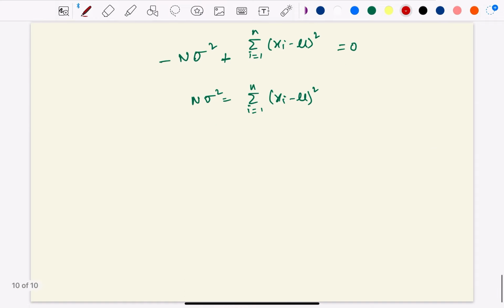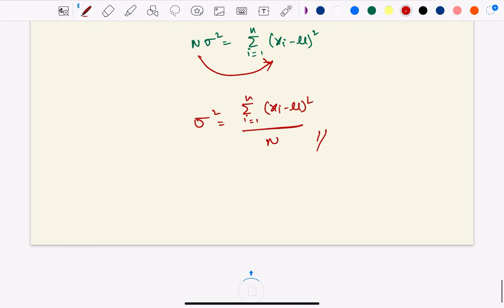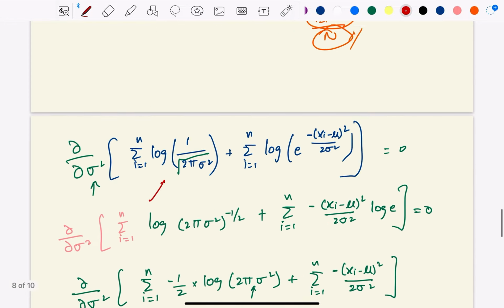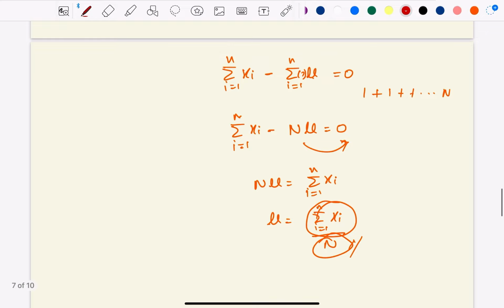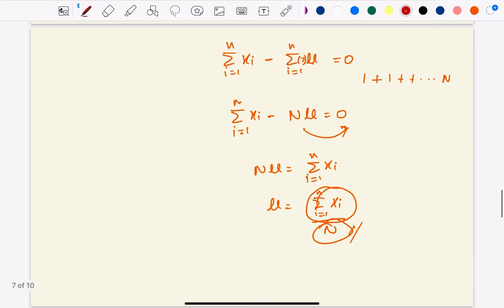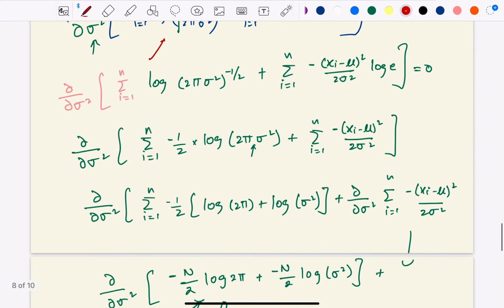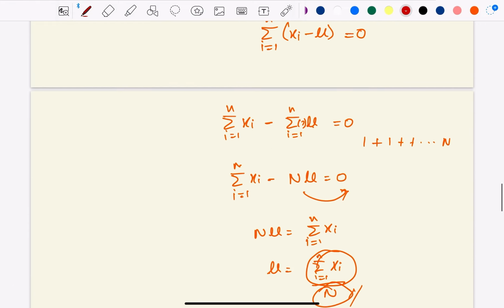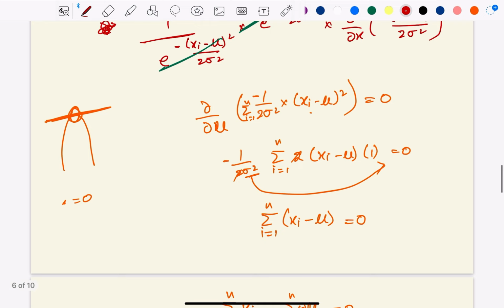Now n will go here. Now standard deviation is equal to summation of i equal to 1 to n xi minus mu whole square divided by n. So that's how you derive standard deviation. I told you, right? It's a little bit big, but don't worry. In some examinations, you need these derivations, and also you need to know the concept, like why are we doing this? Like, why are we doing maximum likelihood? I told you the concept, right?